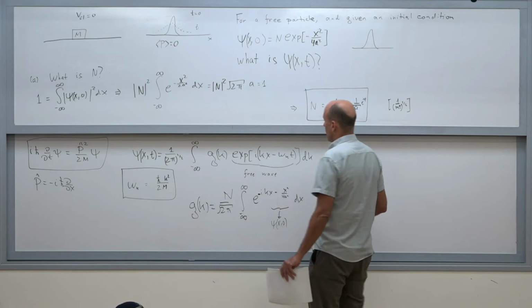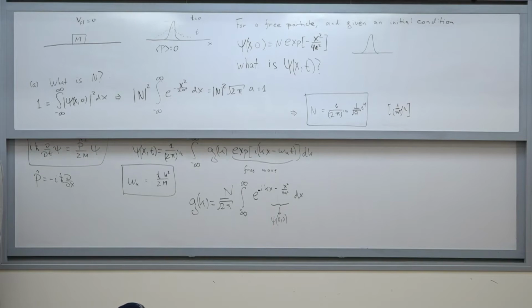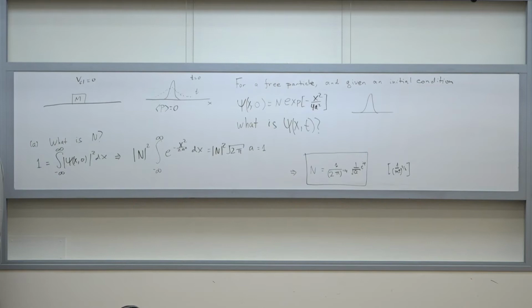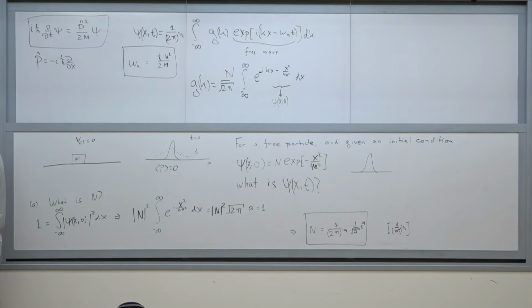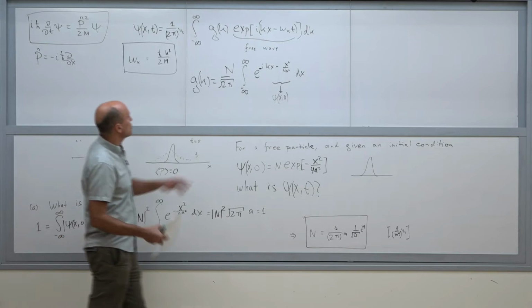So in our case, the first thing is to find g of k, but let us look for a second at this integral. Well, it's easy, right? Otherwise I would not be solving it here. What did we forget? Nothing. Good. So the first thing is to find g of k.